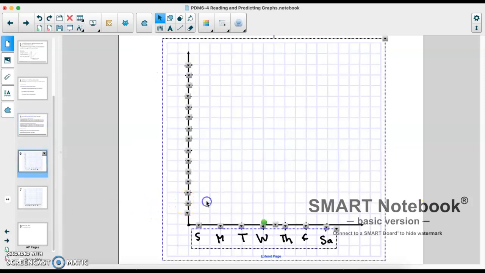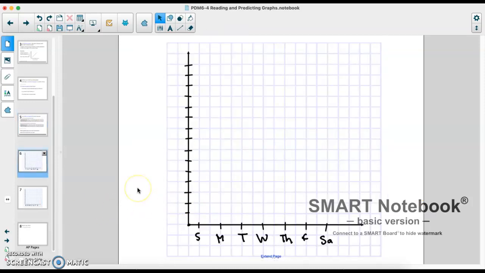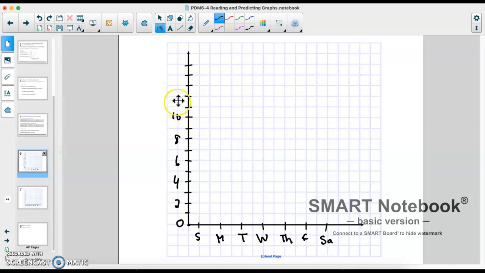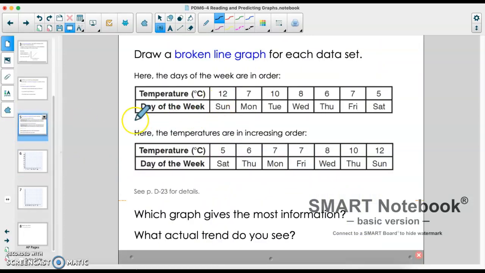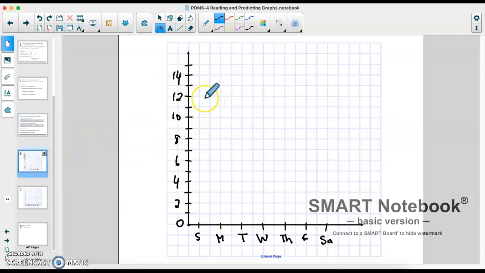Okay, so I have this graph with all the days in order, and I have 1, 2, 3, 4, 5, 6, 7, 8, 9, 10, 11. I've got enough. Okay, I'm going to go just by ones. So here's 0, 1, 2, 3, 4, 5, 6, 7, 8, 9, 10, 11, 12, and then just for fun, here's 14. Now I'm going to go back to my graph over here, and on Sunday the temperature was 12 degrees, so here's 12 degrees on Sunday.